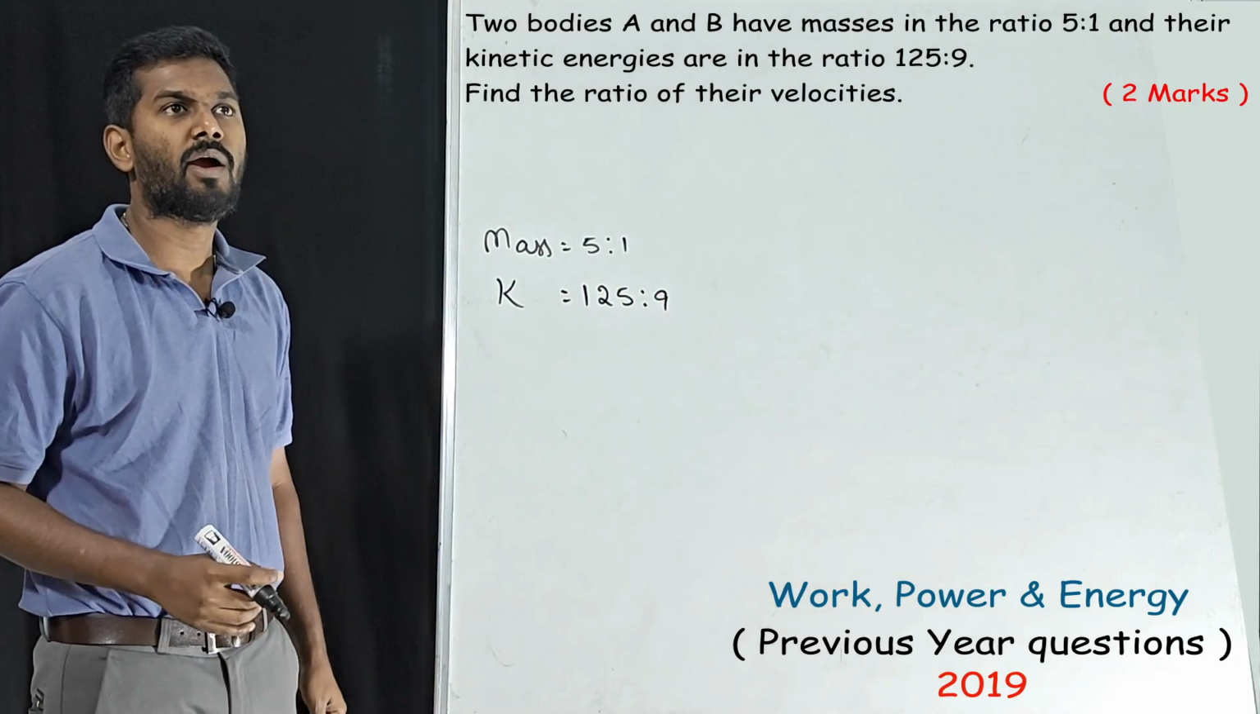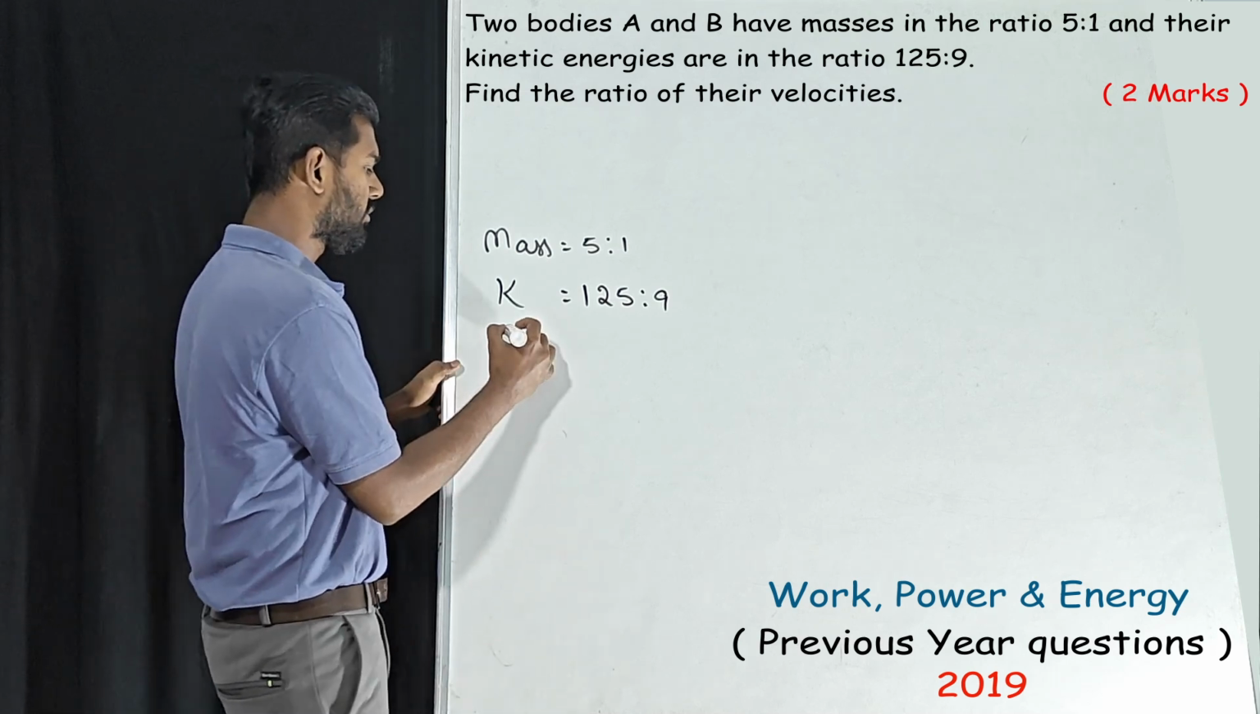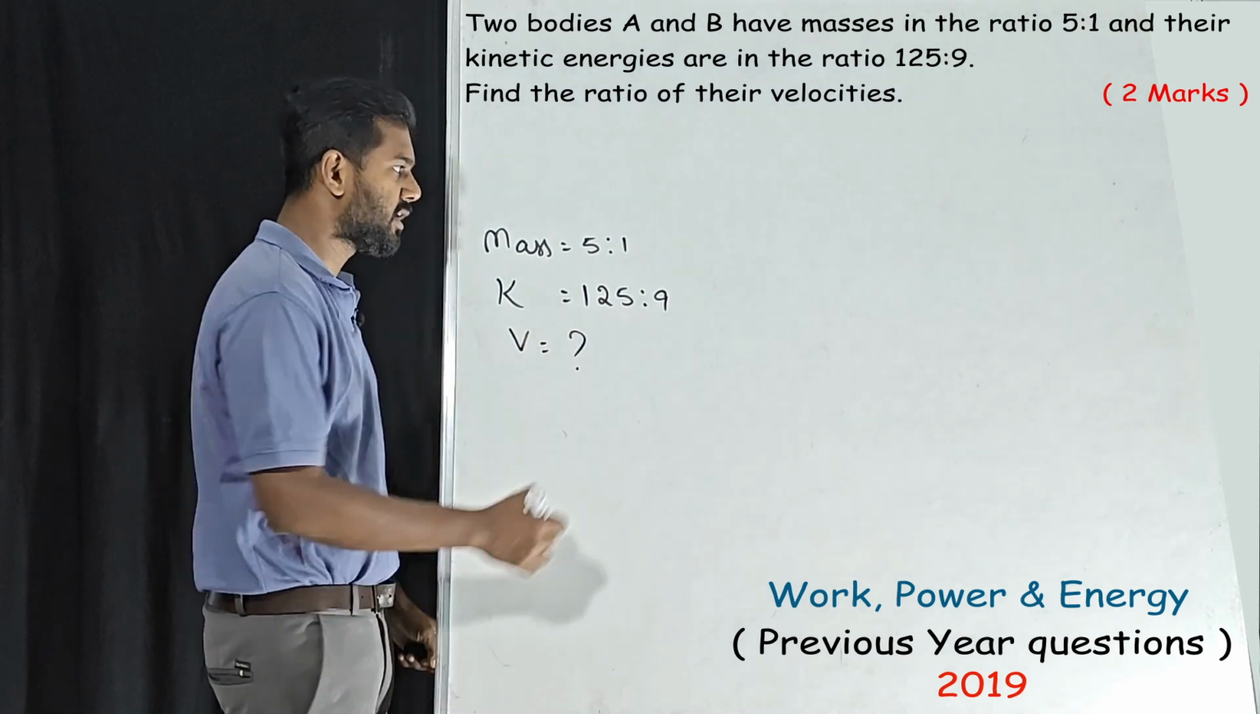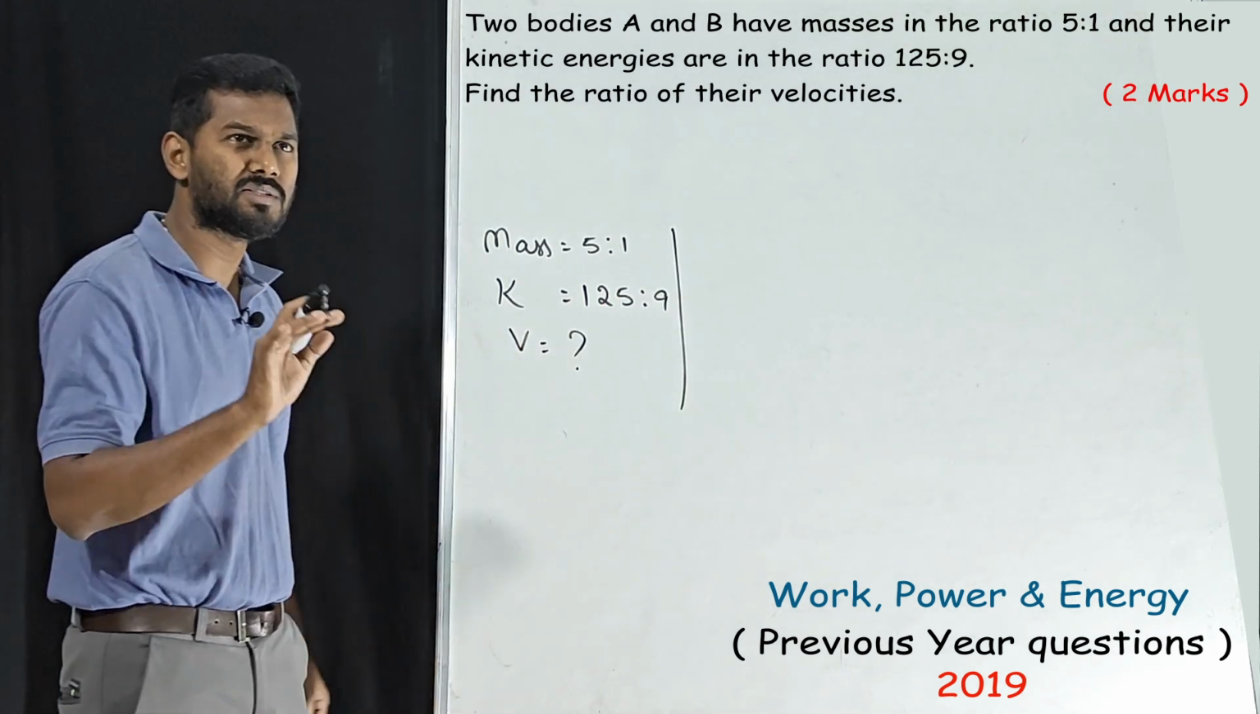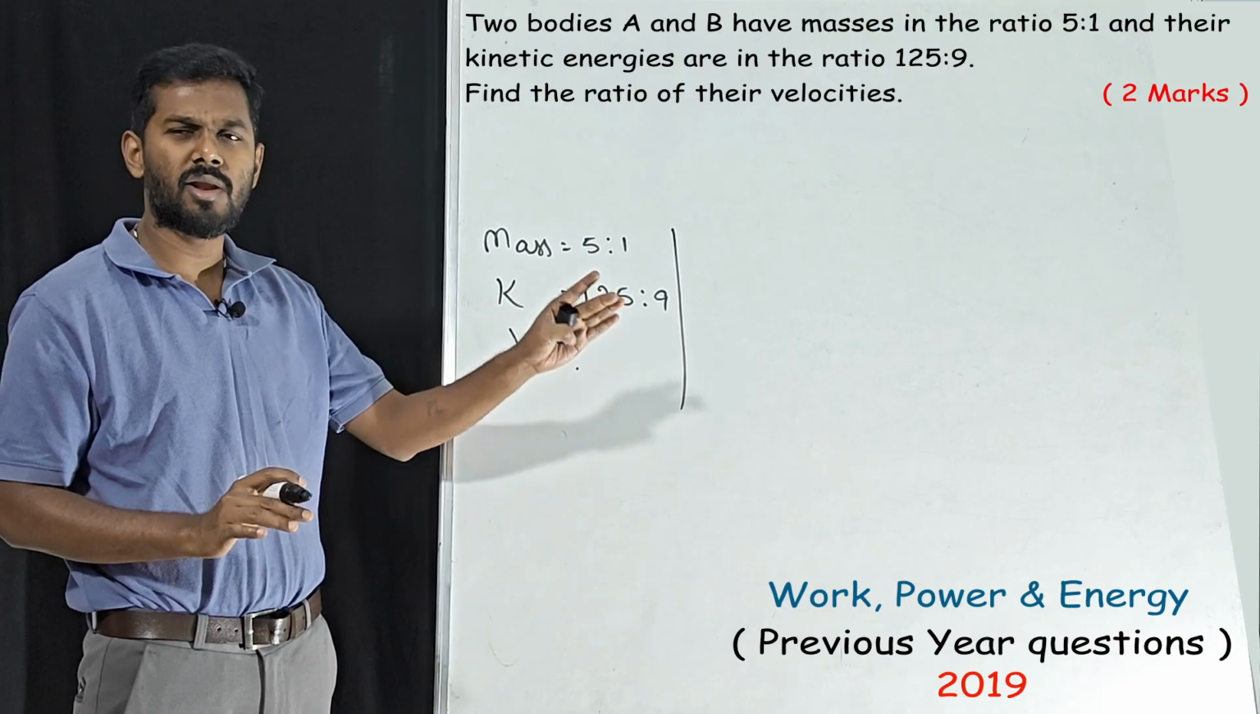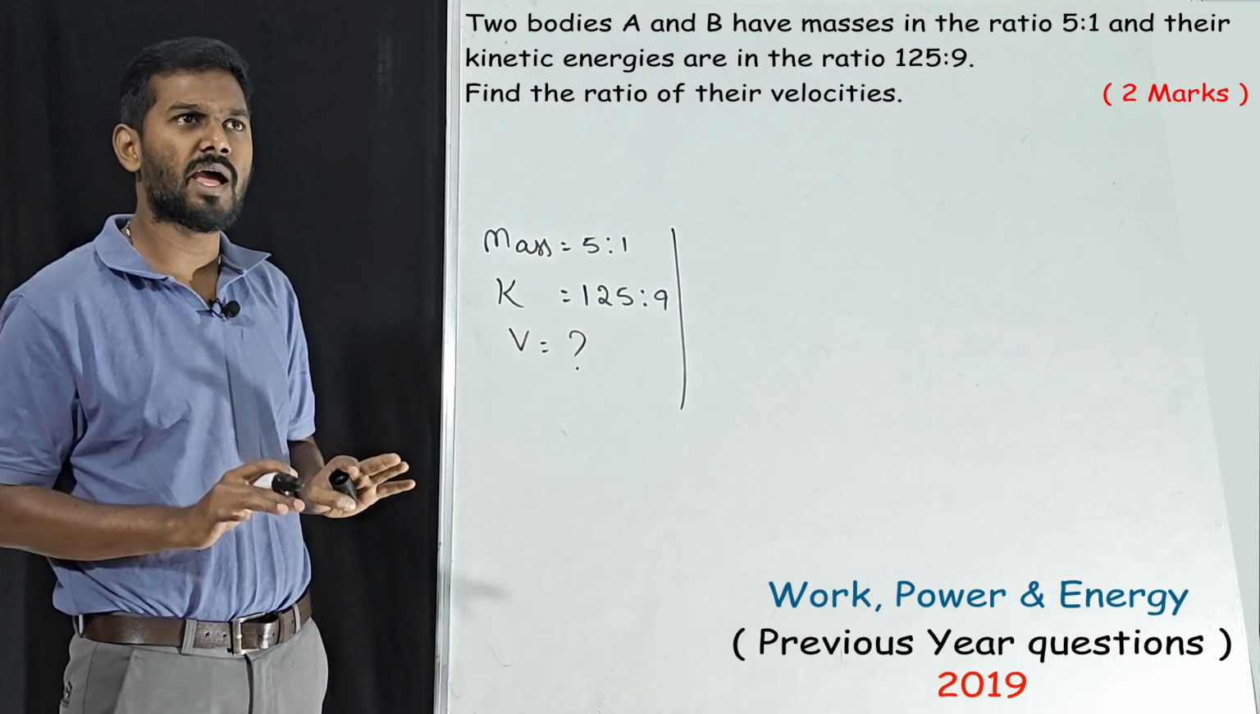Find the ratio of their velocity. We have to find the ratio of their velocity. So how can we solve it? It's a very simple question. If you apply the formula and substitute the values, you will get the answer.